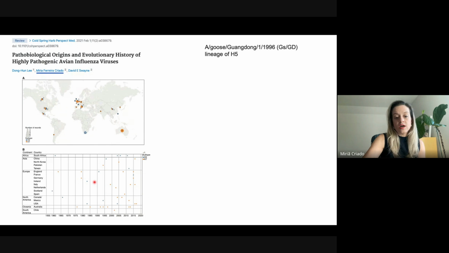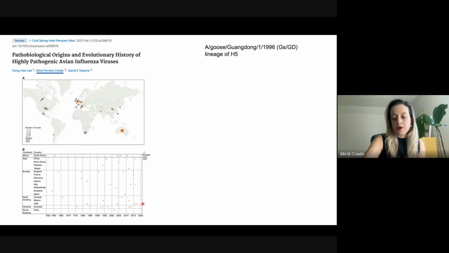All of these dots are just showing you that from that timeline until 2020, we only had 40 outbreaks reported around the world. Most of them were related to H7, as you can see here in orange, with just a few in H5. But after 1996, there is a specific lineage of H5 from Guangdong, H5N1, which has been detected on different continents.